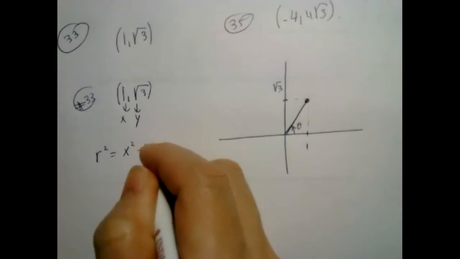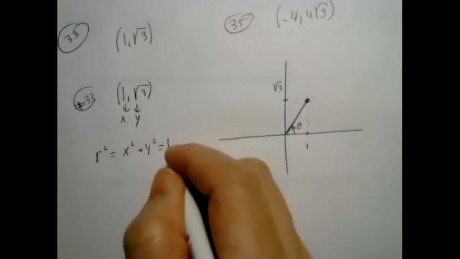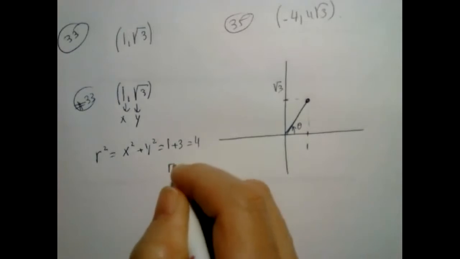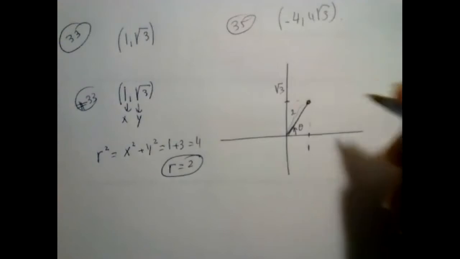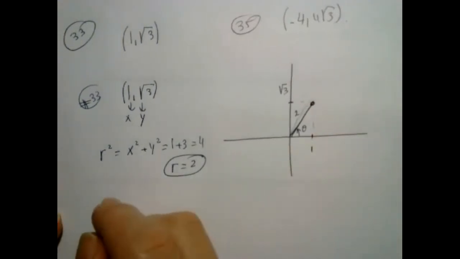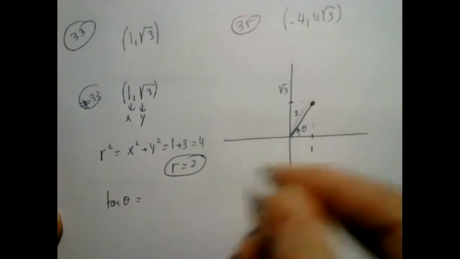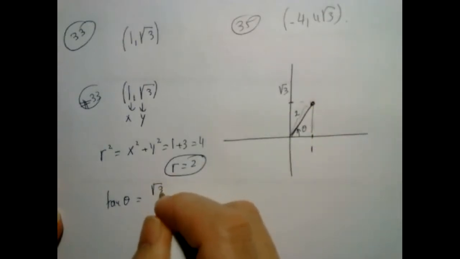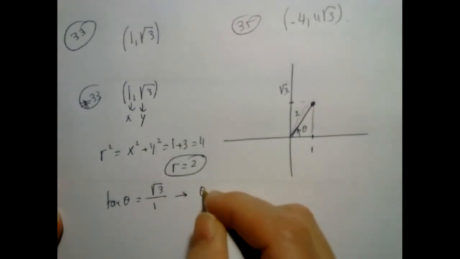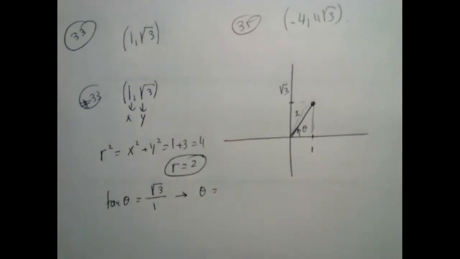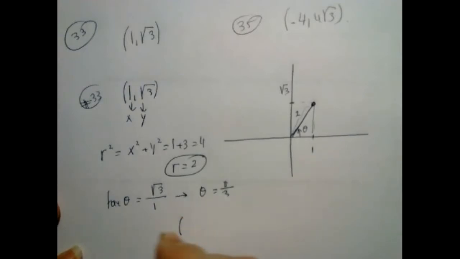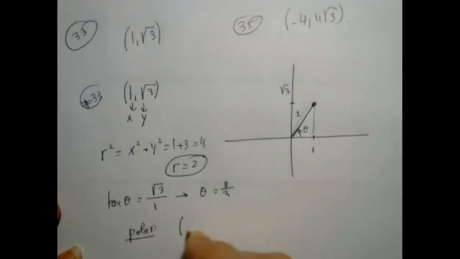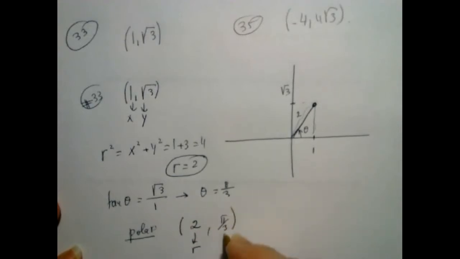r squared is x squared plus y squared, which is 1 plus 3, which is 4. So r, I'm going to take the positive r, so r is equal to 2. To find the theta, the easy thing is to use the tangent, which is y over x. If tangent theta is square root of 3, that's a simple angle. It means theta is pi over 3. Okay, so Cartesian to polar: 2, so that's the r here. We have to be careful now. And the pi over 3, which is the theta.